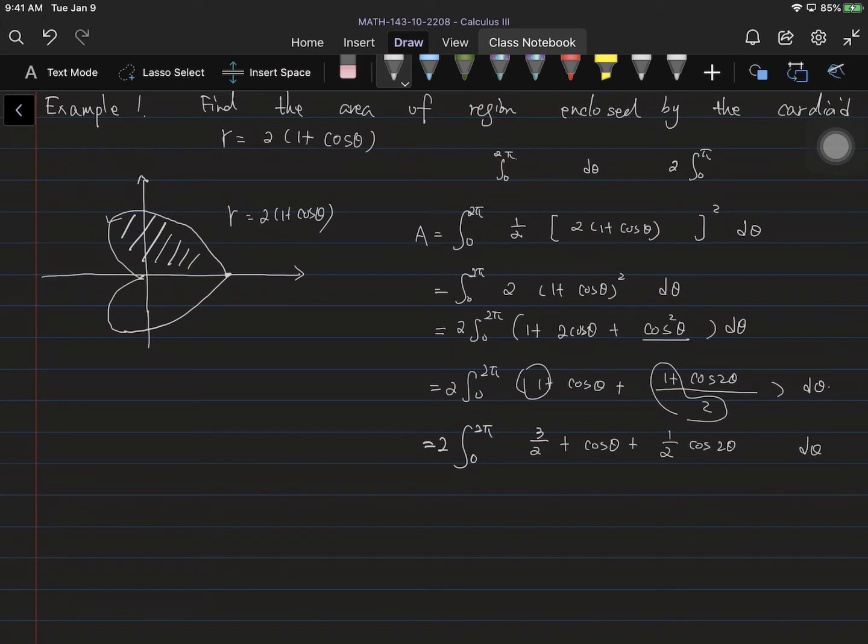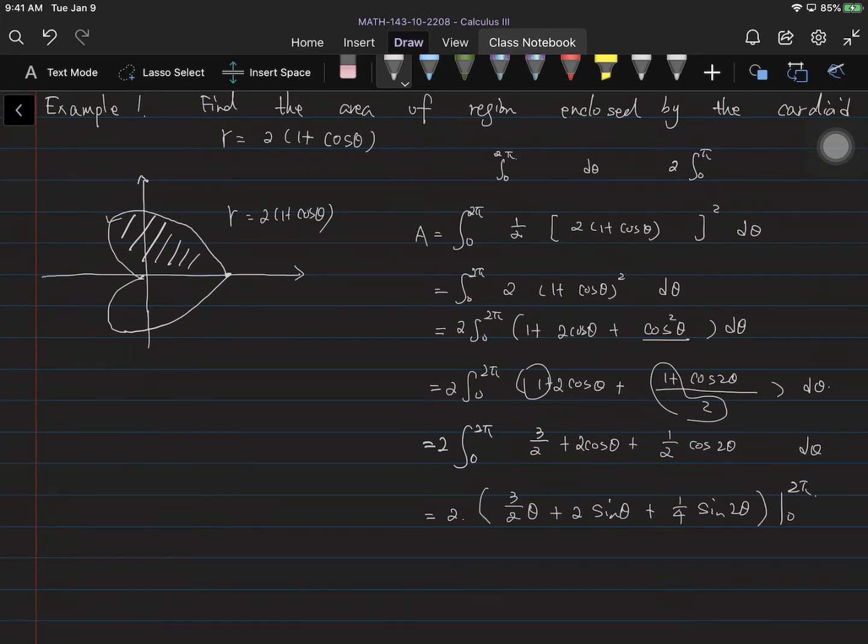And now let's evaluate this integral. 3/2 theta. Is that right? Okay, so here we still have 2. Sorry, I missed the 2 here. The cosine integral is sine, right? Plus 2 sine theta. And here, cosine 2 theta integral should be sine 2 theta over 2. And we have another 1/2 in front, so 1/4 sine 2 theta. And theta from 0 to 2 pi.